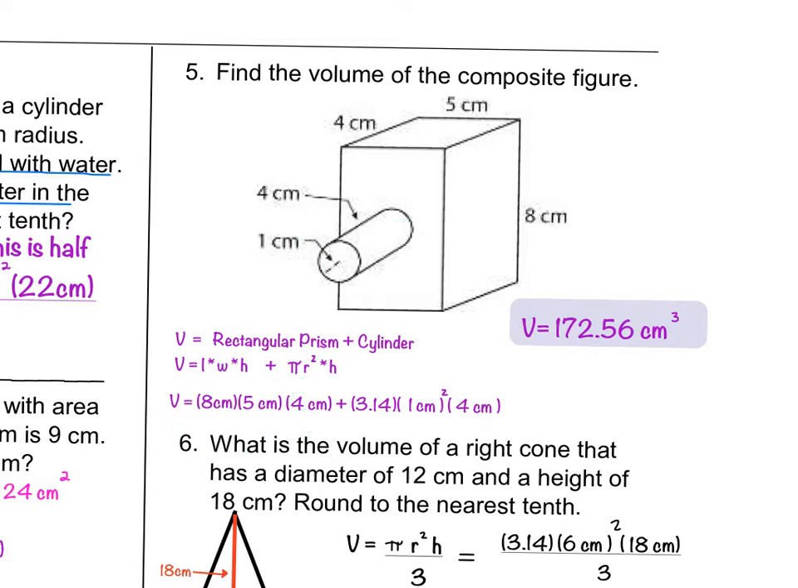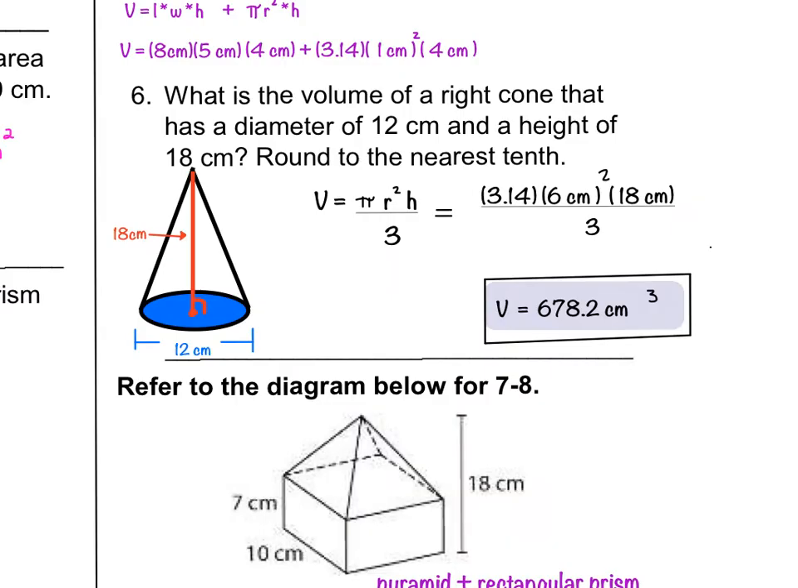For the cylinder, it would be pi, which is 3.14. The radius is 1 centimeter squared, which would turn into centimeter squared. And the height, which is 4 centimeters here. So basically, I'm adding centimeters cubed with centimeters cubed, which would turn out to be 172.56 centimeters cubed.